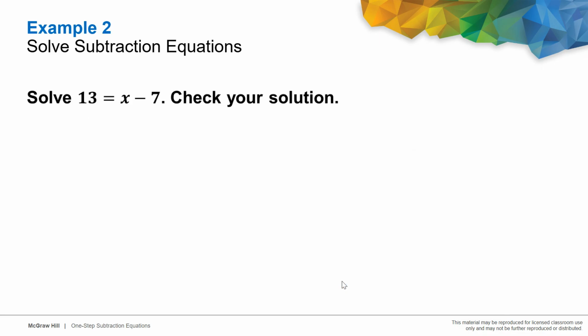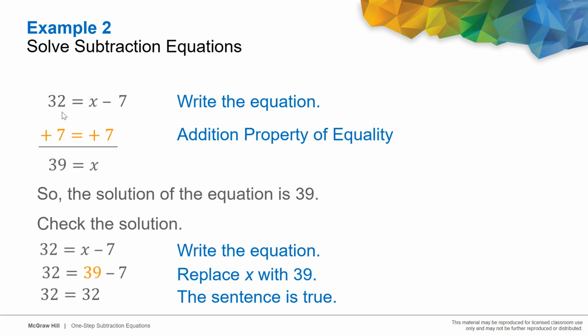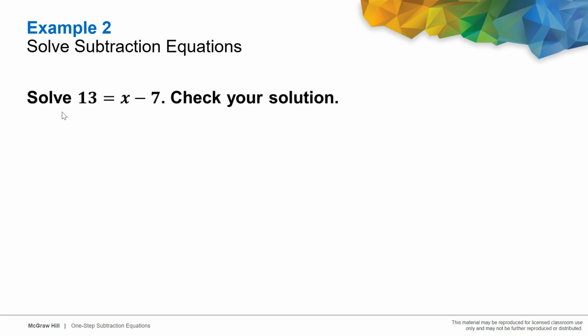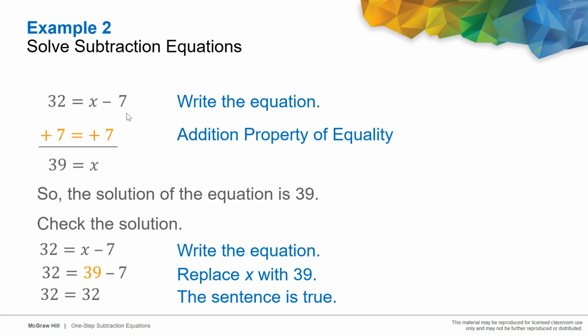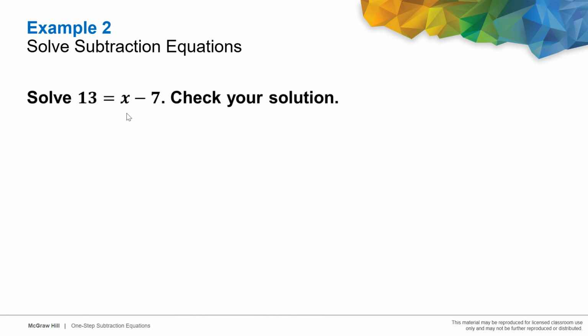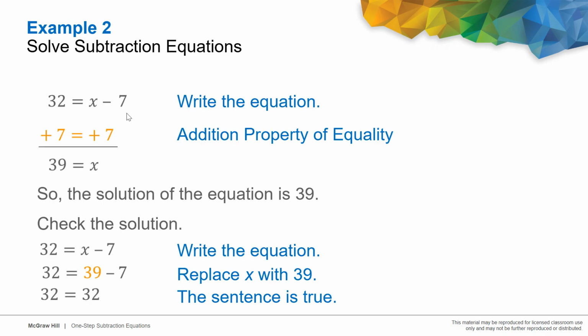So here's how we can do this with an example. 13 equals x minus 7. Whoa. Okay, sorry. So why is this different? 13 equals x minus 7. Okay, I guess they changed it.